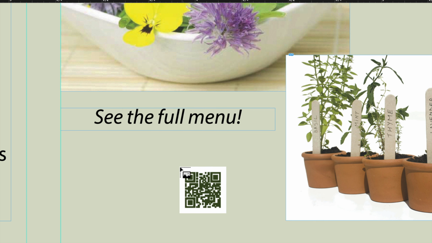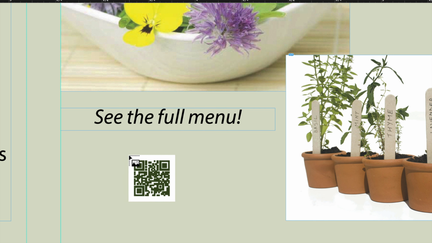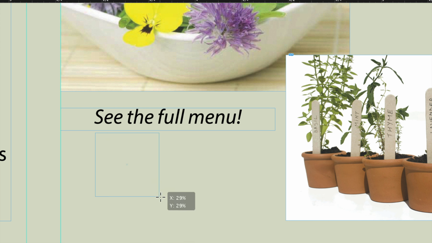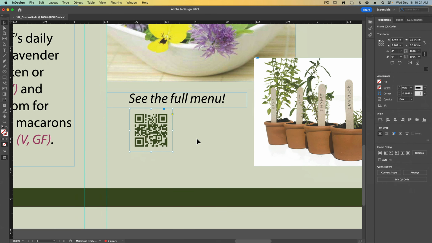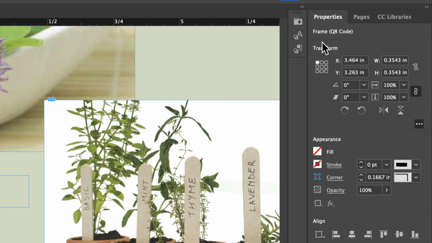When we say OK, this QR code is going to follow your cursor until you click or click and drag below this area. Now, wherever you place it, there's a good chance it's going to be the wrong size and the wrong placement. So let's use our Transform panel to be able to place it precisely. With the QR code still selected, let's go up to our Transform panel.